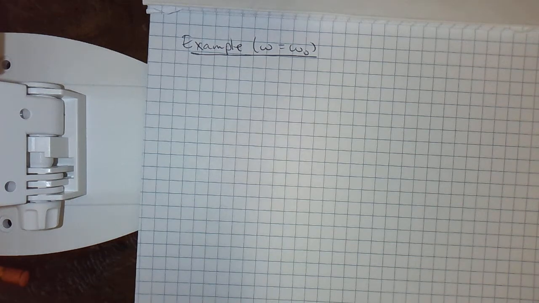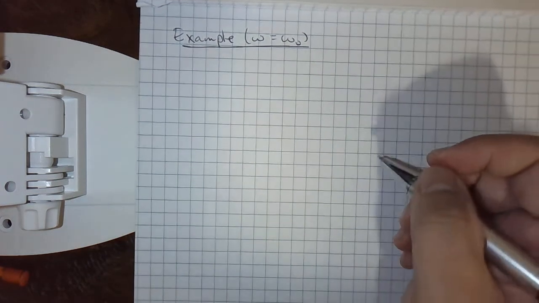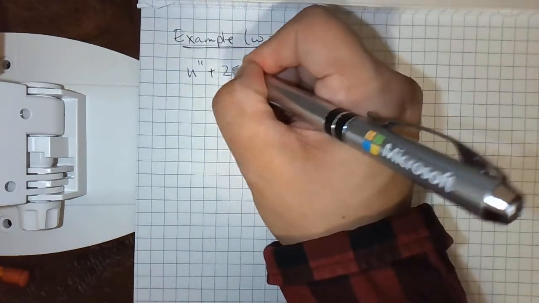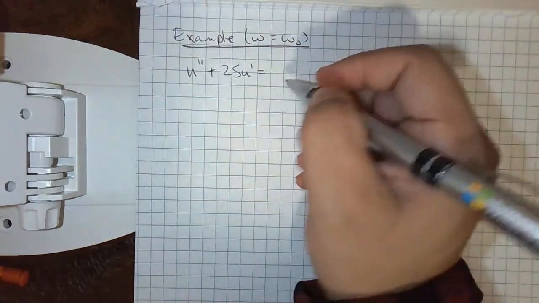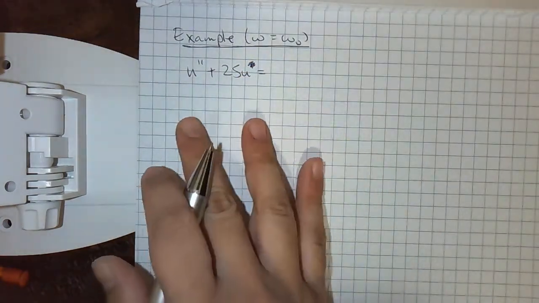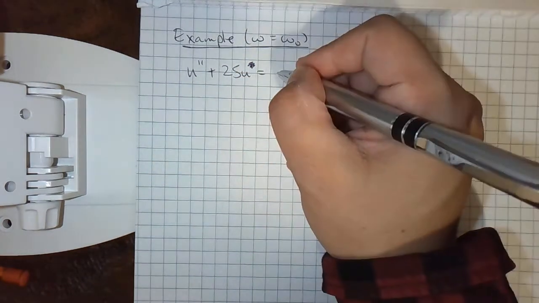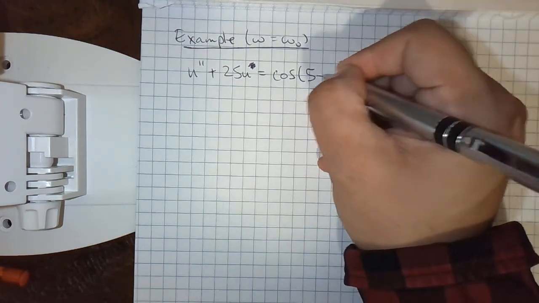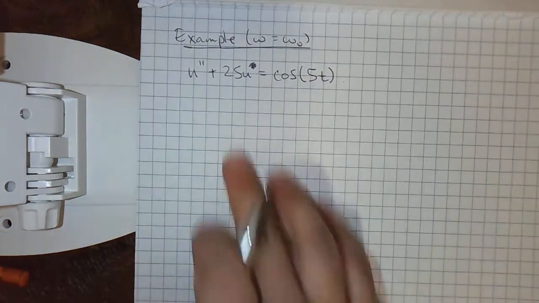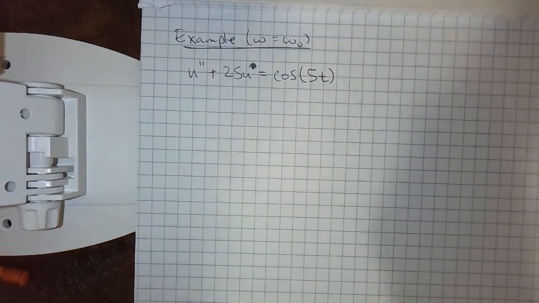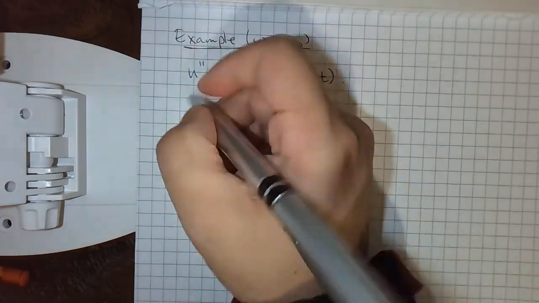Now let's look at the example where omega equals omega naught. Let's take almost the same differential equation, except, sorry, this was u, not u prime. This is the undamped case, so there's no u prime term. And on the right side, instead of cosine 3t like last time, this time we're going to write cosine 5t. I'm just doing this in example format so that the formulas don't get too ugly. We can do it with numbers, but we're not even going to solve this one all the way through.